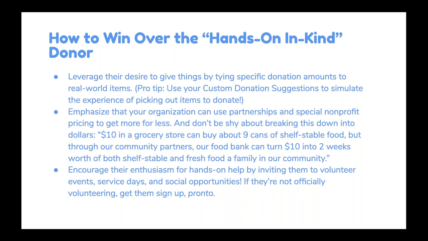And with these donors, because they really are operating from a good place of wanting to help, it's important to emphasize that your nonprofit can use partnerships and special nonprofit pricing to get items for less than they would pay in retail. And you can get really detailed about this, which I've seen a lot of food banks do because they struggle a lot with this type of donor. You can straight up tell them in an appeal that $10 at the grocery store can buy, say, 9 cans of food. But through your partnerships with farmers and local merchants and grocery stores, you can turn that $10 into 2 weeks of fresh and shelf-stable food for a whole family.